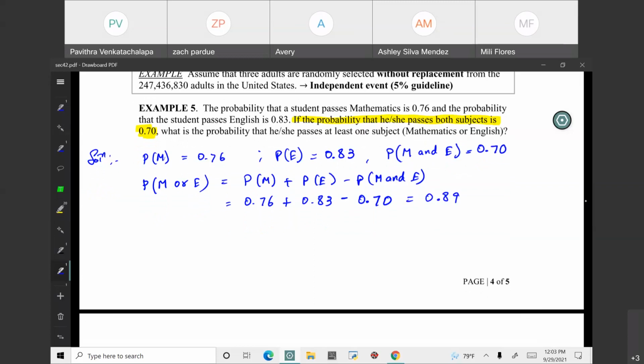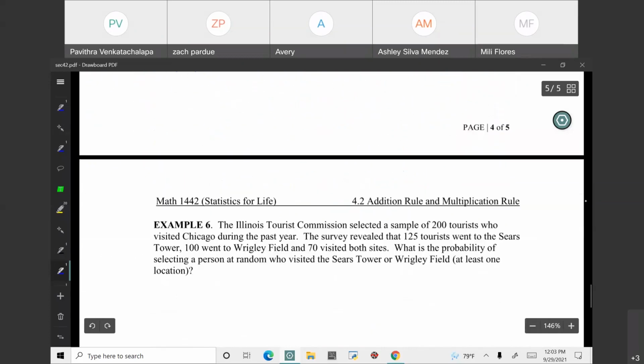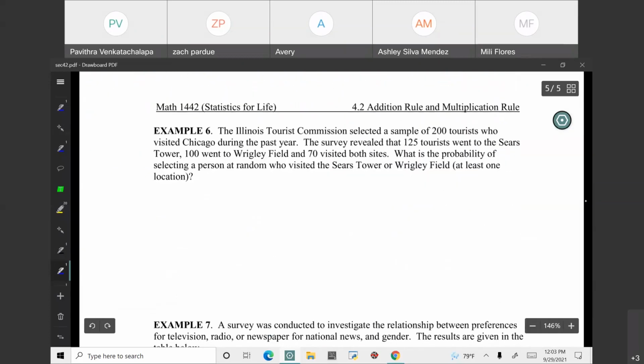Any questions? You know how to get this, right? Just use the formula. Everything is given in the problem. You just have to identify which one is which. Okay? Example 6.